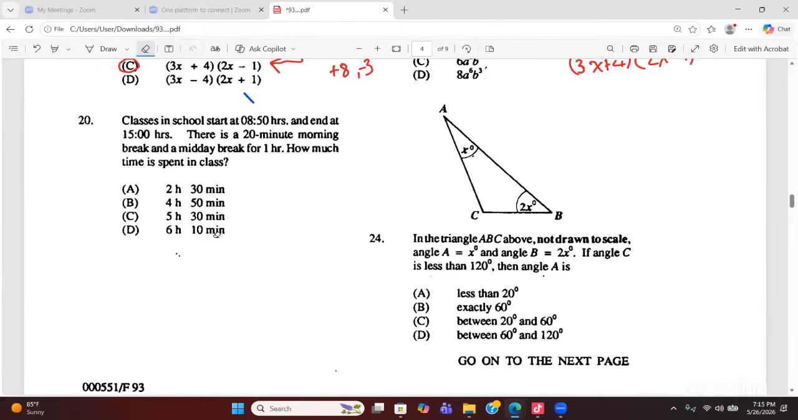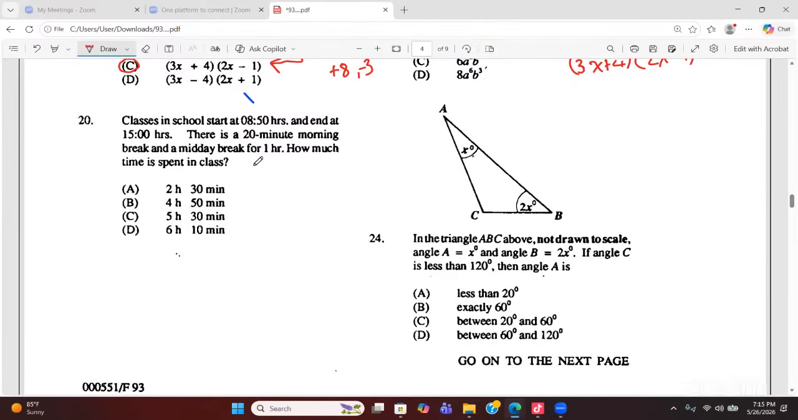All right, let's go to number 20. If you can do number 20, drop your answer. It says classes in school start at 8:50 and end at 3 o'clock. This is regular. Everybody will go to school 8:50, by 3 o'clock we gone home. This is saying there is a 20-minute break. Pay attention. 20-minute break time, and then you have a 1 hour midday. All right, cool. How much time is spent in class?